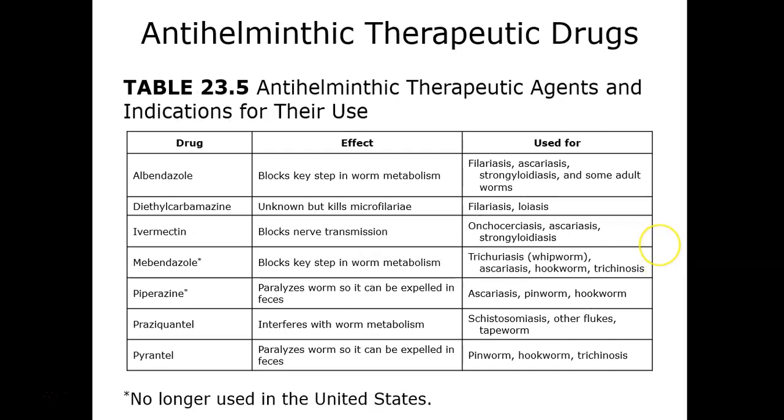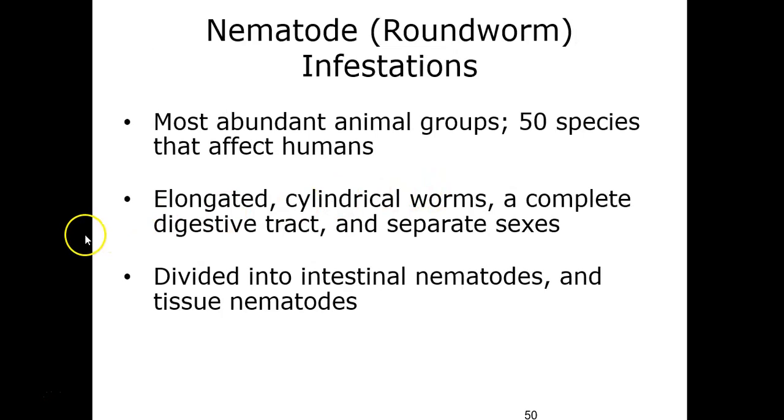Again, table 23.5 has an overview of many of the drugs that are in this anti-helminthic category and the particular parasitic worm diseases that they're used in. So we're going to start talking about the three forms of the worms: the roundworms, the flatworms, and tapeworms as well. So the nematodes, or the roundworms, are the most abundant, about 50 species that infect humans.